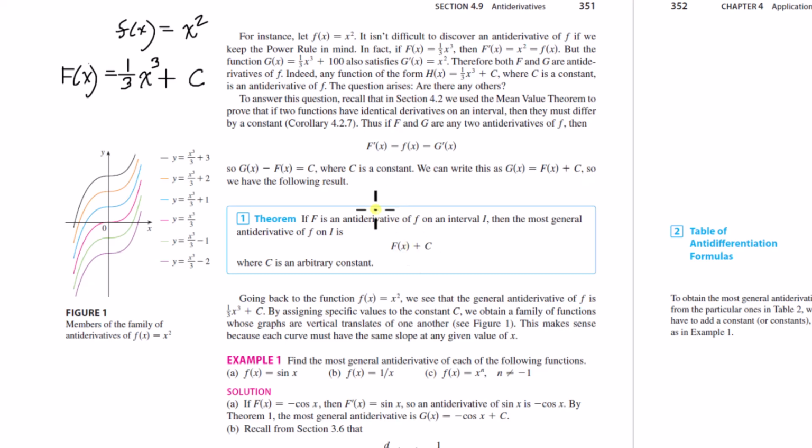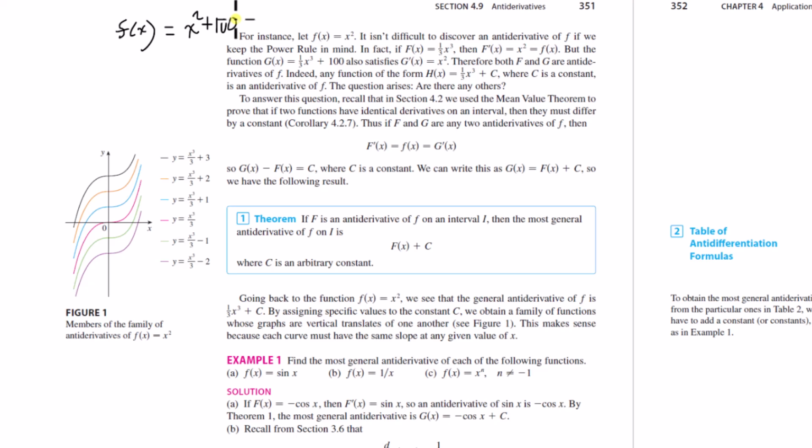Now, this still might be a little confusing to you, so let me clarify something here. You're going to start with an f of x. You want to find an antiderivative of f of x. This f of x could be just some expression of x, or maybe it has a constant in it, right? x squared plus 100, that's a function of x, right? So this f of x could be anything.